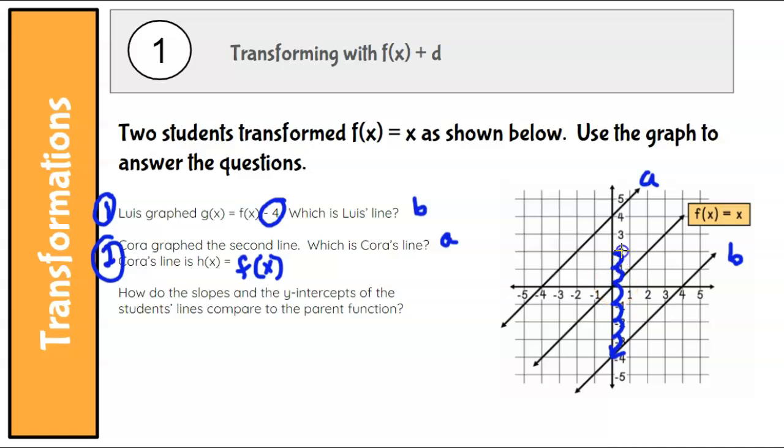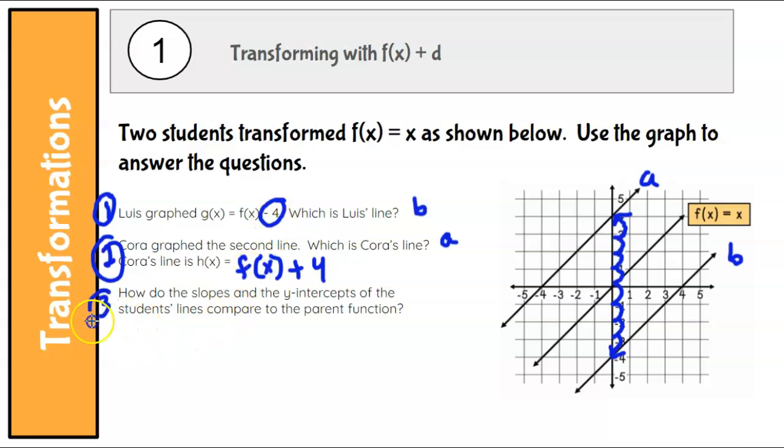It moved 1, 2, 3, 4, up 4. So her line would be h of x equals f of x plus 4. We take the original function and we add 4 because it moved up 4. Whereas Luis's line took the original function and moved it down 4, subtract 4.